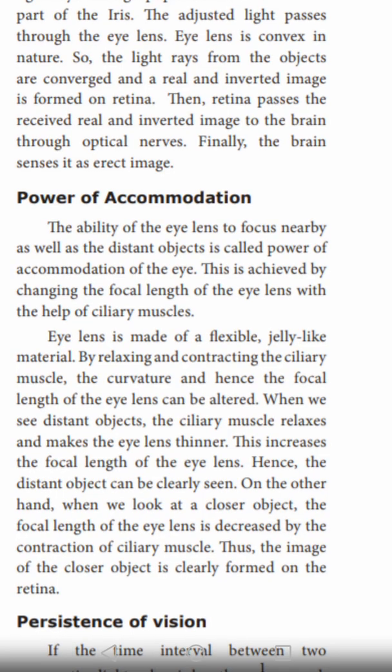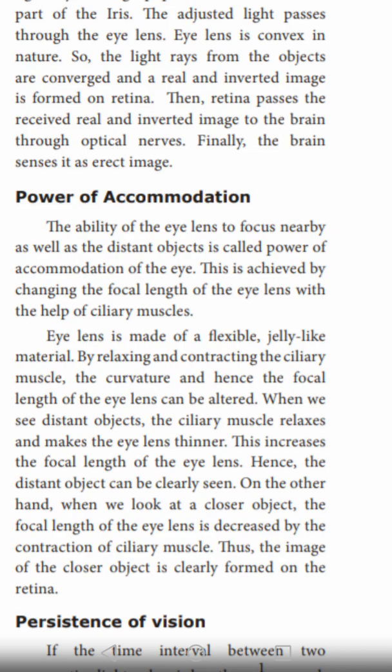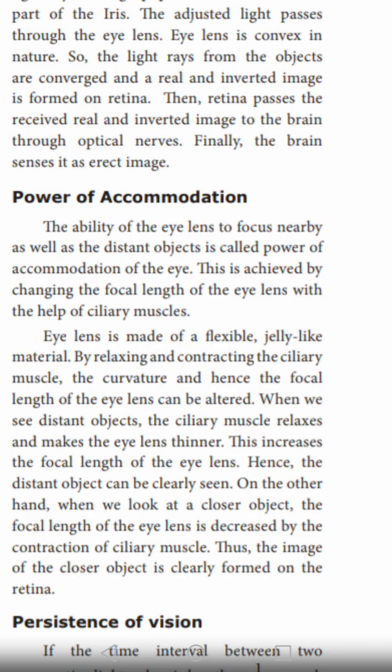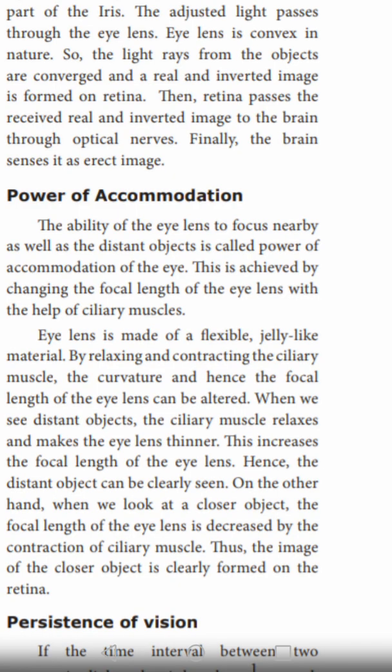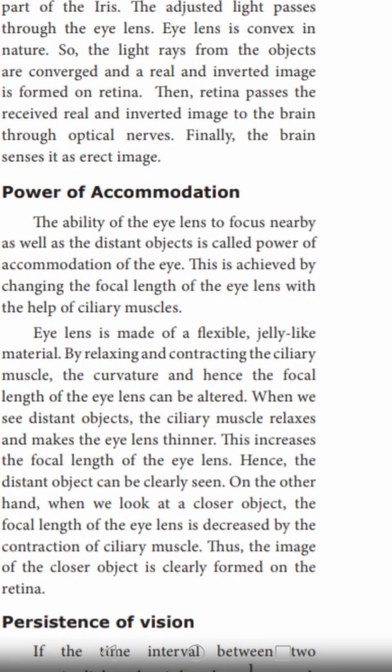Next is the eye lens. How does the eye lens help in changing the focal length? The eye lens is a flexible, jelly-like material. By relaxing and contracting the ciliary muscles, the curvature and hence the focal length of the eye lens can be altered. When we see a distant object, the ciliary muscles relax and make the eye lens thinner. This increases the focal length, hence the distant object can be clearly seen.